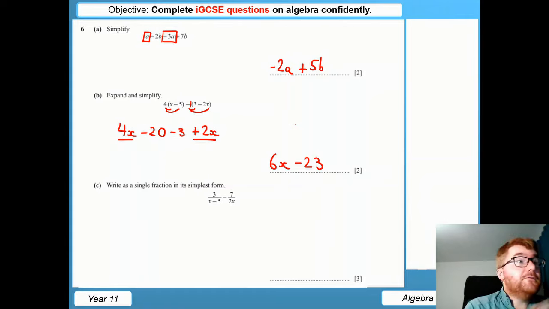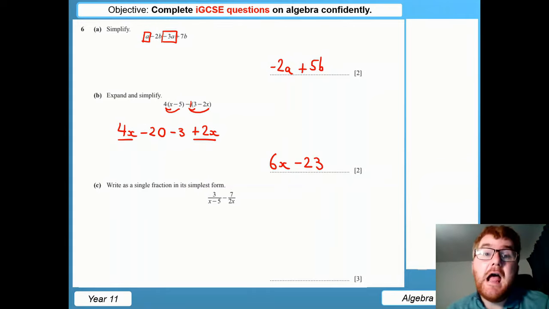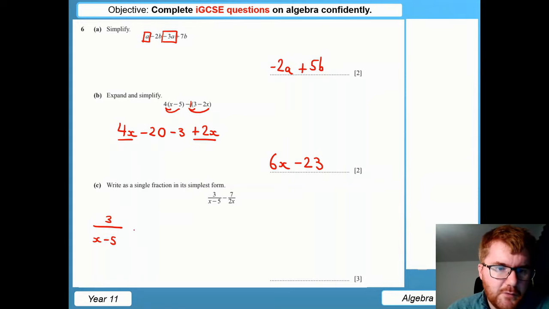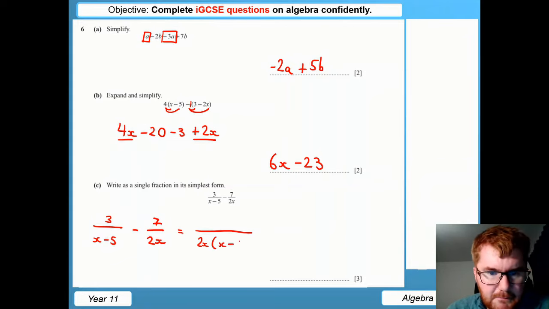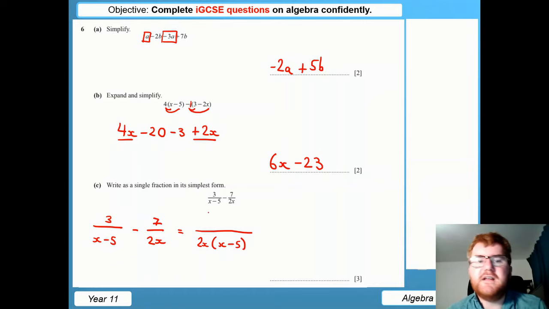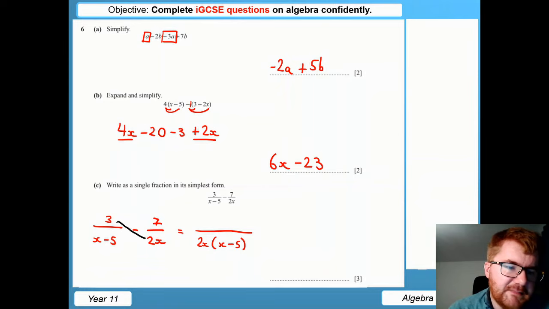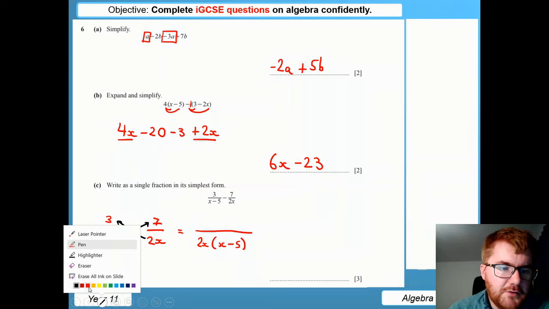Now another typical skill is using algebraic fractions, and what we're going to do here is write this as a single fraction in its simplest form. Now the easiest way to generate a common denominator, which is what we need here, is just to multiply the two things together. So on the bottom we're going to get 2x times x minus 5. And to work out the numerators, similar to normal fractions of course, we're going to times this by this and this by this in order to get the numerator.